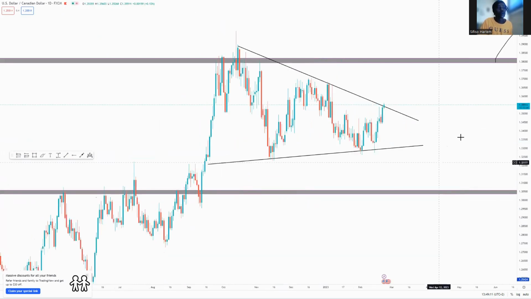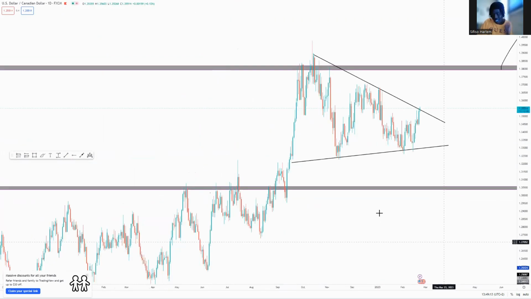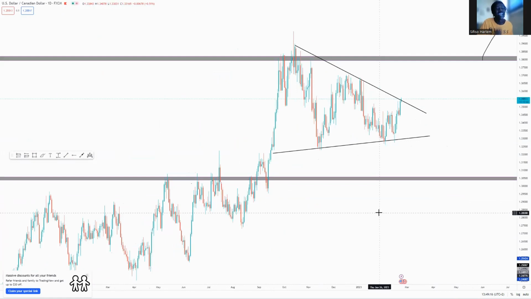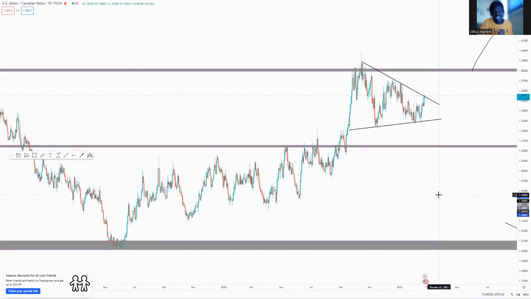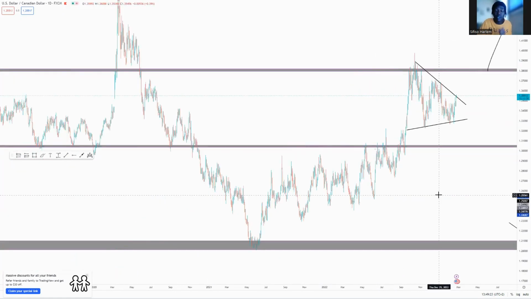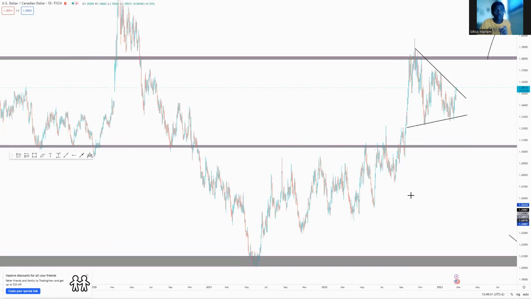People, we can see that we are having a clean symmetrical triangle. A symmetrical triangle basically indicates a bullish continuation, right? A symmetric triangle literally or basically confirms a bullish continuation, people.